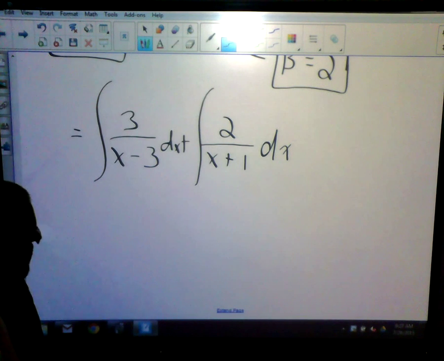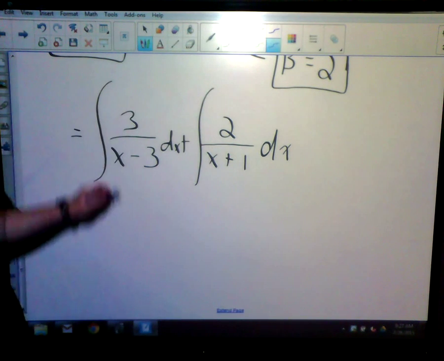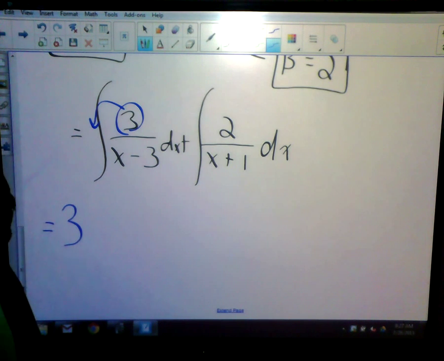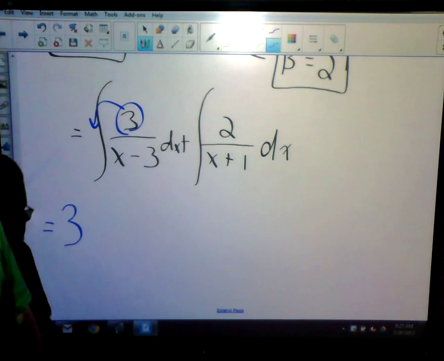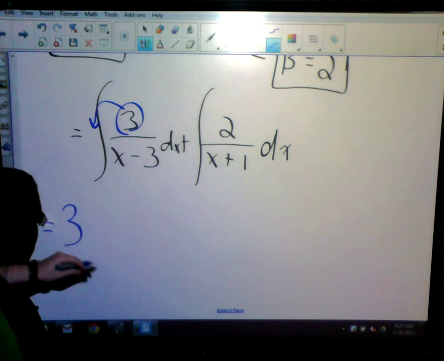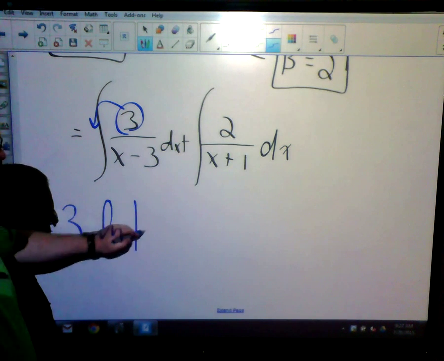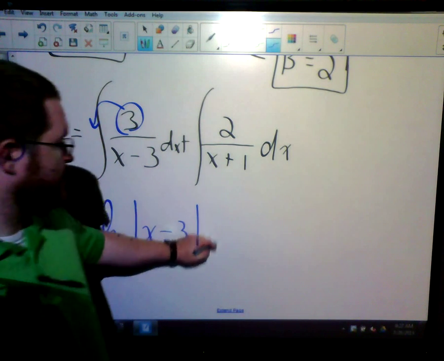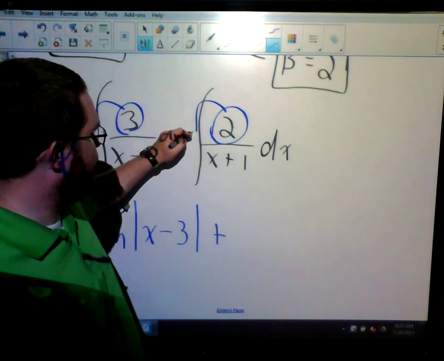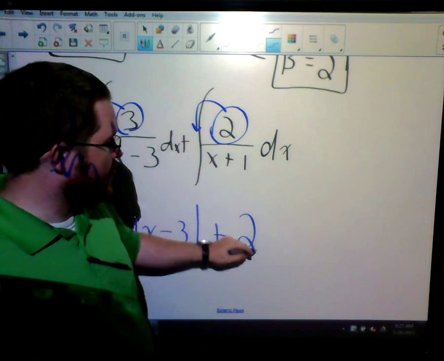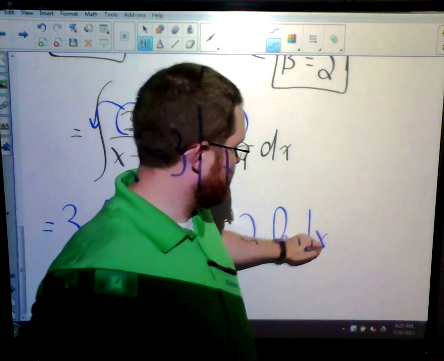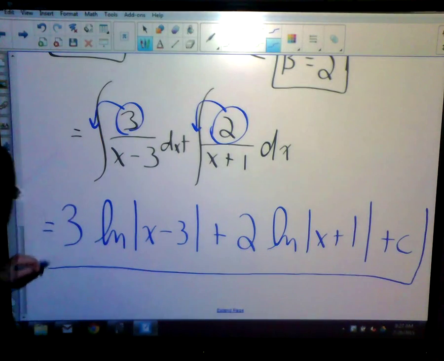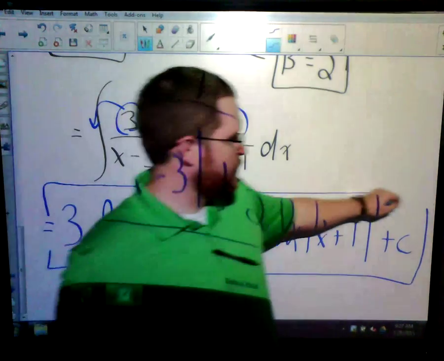Because remember, I'm trying to integrate this. I'm going to pull the 3 out to make it a lot easier. That's 1 over x minus 3. What's the integral of 1 over something? It's natural log. Absolute value, because natural log can't be negative. Plus, I'm going to pull the 2 out. 1 over something is natural log of something. X plus 1 plus c. And you'll find that most of these have natural log in the answer.